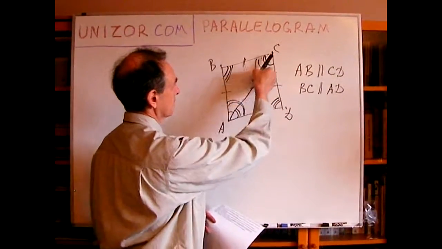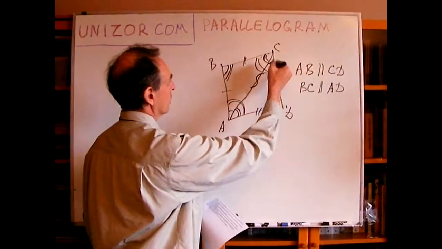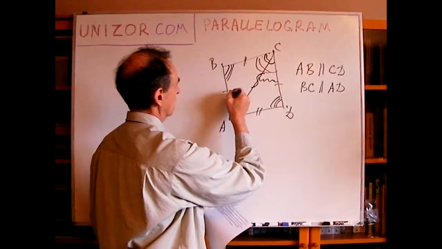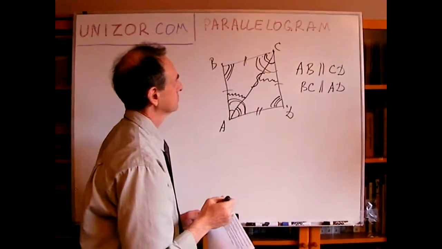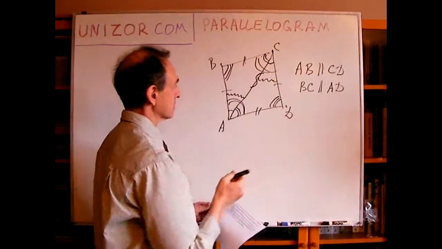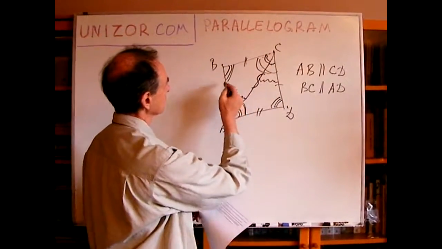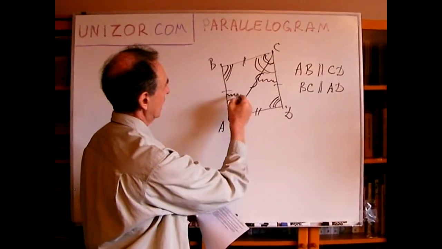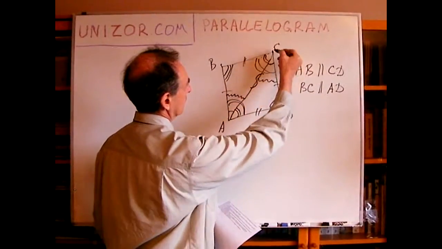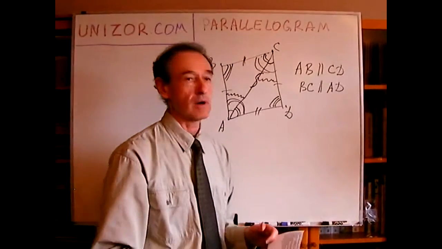This is common. And since these are parallel with this transversal, this angle is congruent to this angle as alternate interior, because the parallelism of these two lines is given. And now we have congruence of these triangles by side, angle, and side. Side, angle, and side.